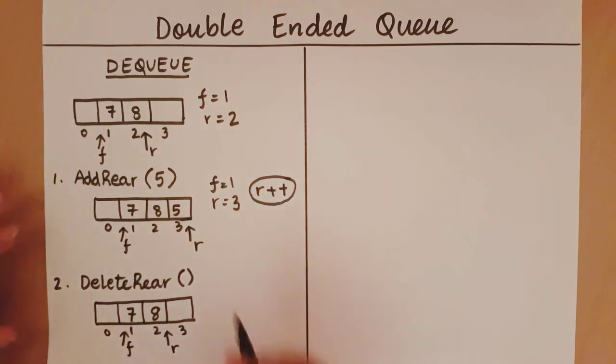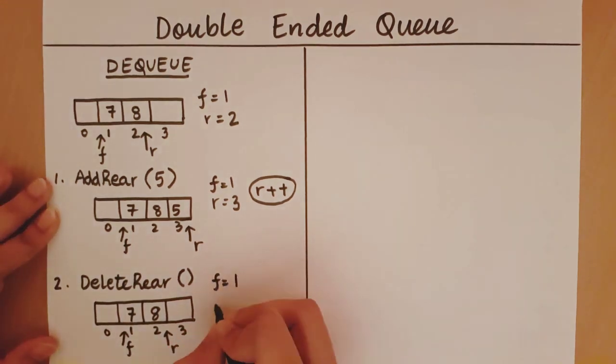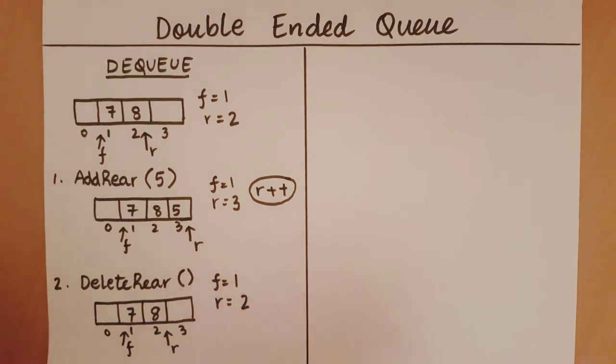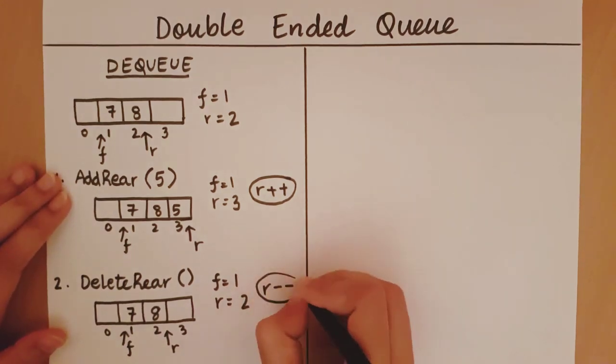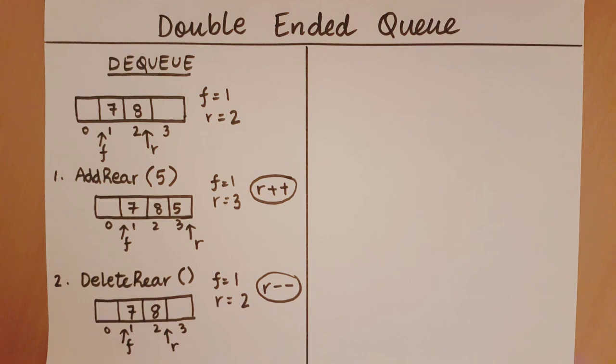When we do this, front remains 1, rear becomes 2. So what we have done is, we have decremented the rear by 1 so that the queue no longer keeps track of that element. So the operation we do here is rear minus minus. Let's look at the third operation that we can do for this queue.